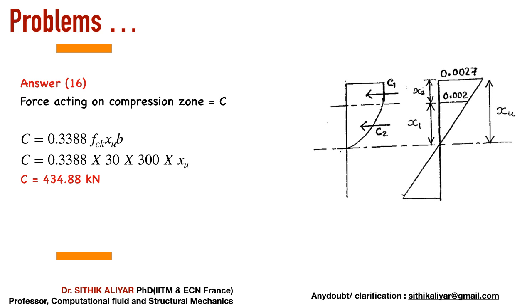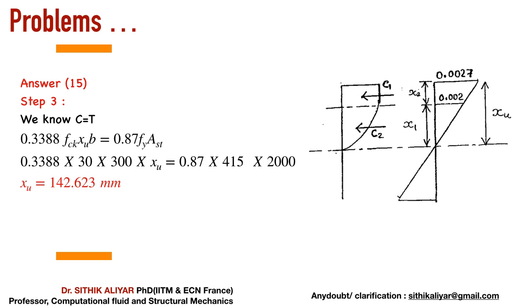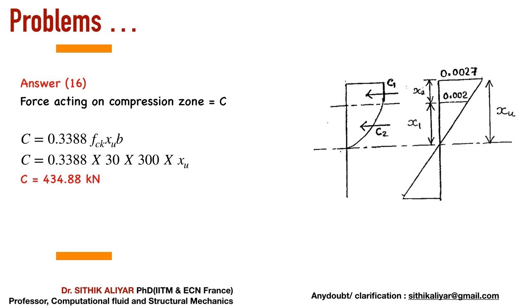Question number 16 is very simple. They are asking just the C value. The C value is quite simple, right? You know the xu value. Just substitute it back, because stress into area is the C value. Stress is 0.33 fck, which you have calculated. Area is B into xu. You know everything; xu you know from the previous answer, it is 142.6 mm. Substitute here and you will get 434.88 kilonewtons.